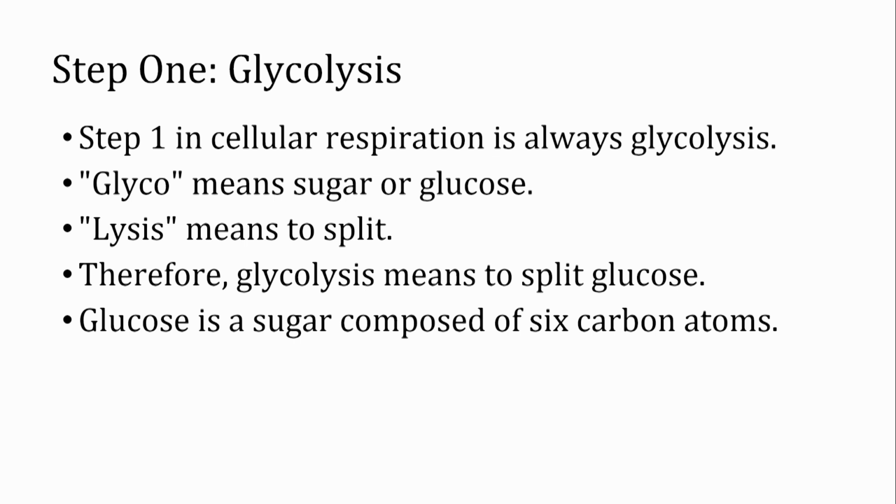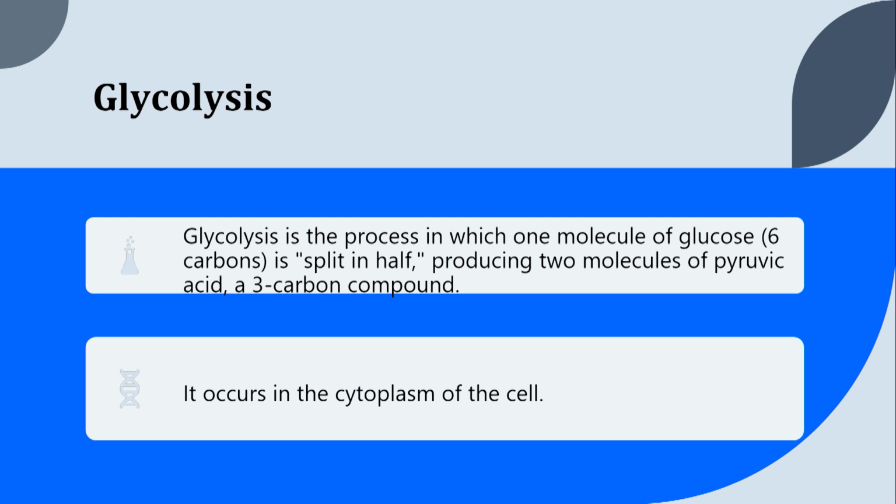So glycolysis, its job is to split the glucose apart. Glucose has 6 carbons in it, and when we split it apart, we're going to make pyruvic acid, and each of those pyruvic acids is 3 carbons large. So 3 and 3 together make 6, which is the full glucose molecule. Okay, so kind of a breakdown of that.